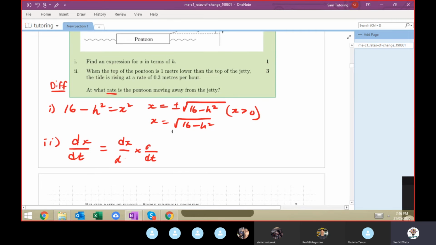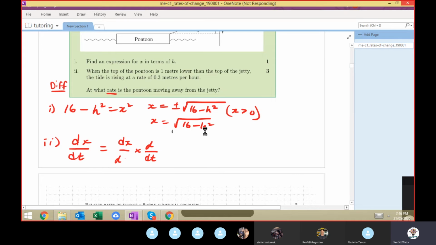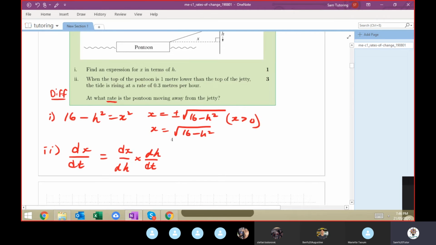All right. Can anyone tell me then, what would these two letters be? Just H, yes, H, smashed it. Well, the way you look at it is you just went and found x in terms of h. So it should be dx on dh, and then of course dh on dt, and that's where this comes in.